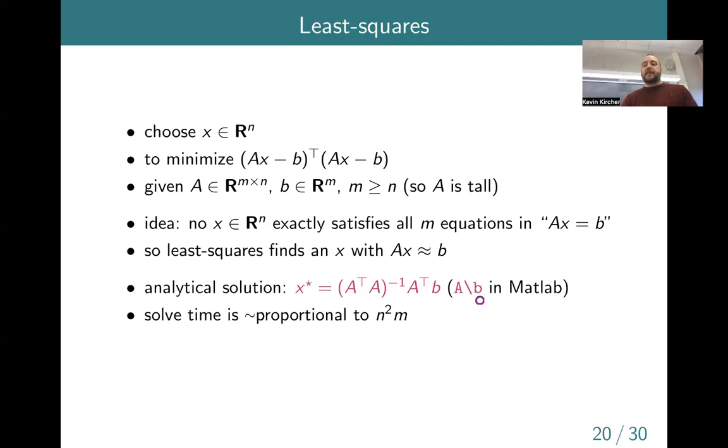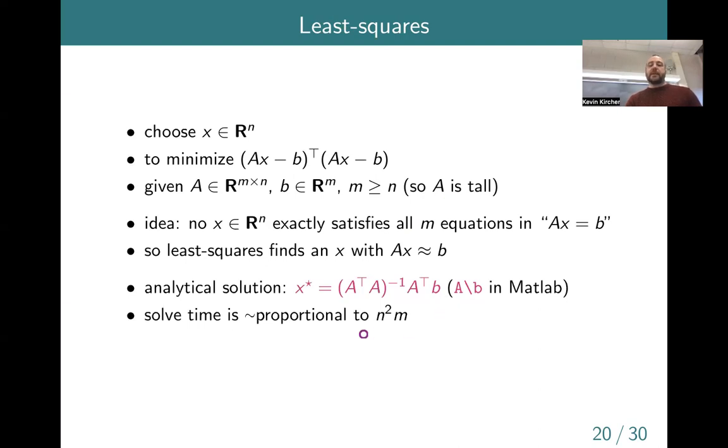And in MATLAB, there's a command that does this. It's just A\B. This backslash command actually does a whole bunch of other stuff, but it's the go-to thing in MATLAB for solving a system of linear equations. Not necessarily when A is tall, but for any value of A.